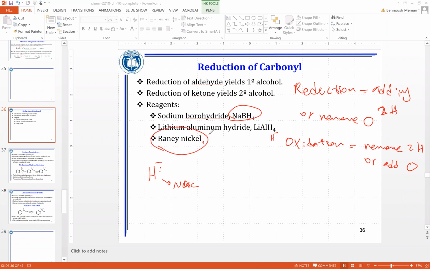Raney nickel with hydrogen. Nickel by itself is not a reducing agent, but if you add H2 with the Raney nickel, it's going to add hydrogen, break the pi bond, and add hydrogen. You can saturate it basically. So if you have aldehyde, let's see if the next slide has an example, or I come back and write the example here.